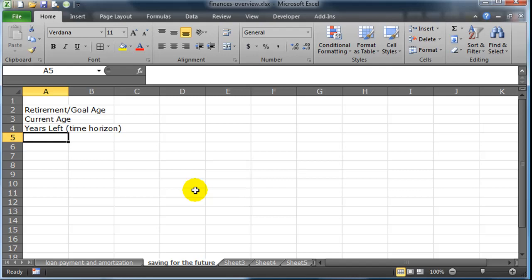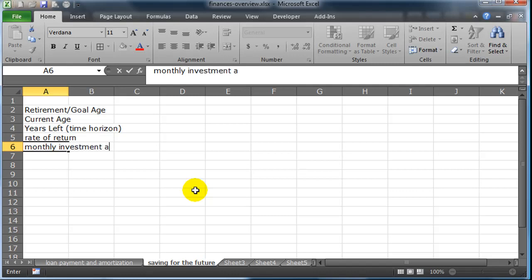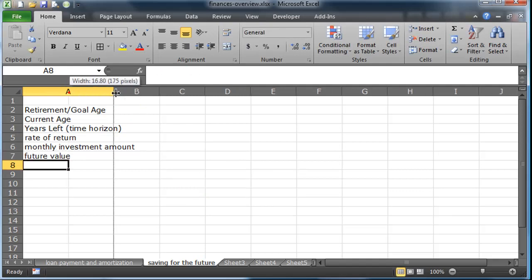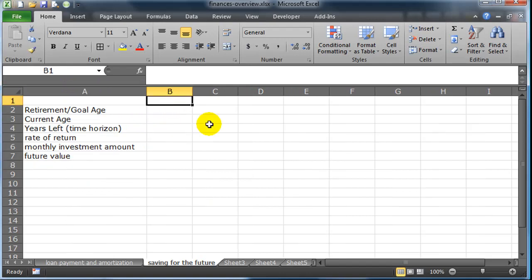And I'm going to go ahead and put in rate of return. And let's see, let's go ahead and put in monthly investment amount. And we'll put future value. There we go. And we'll do person 1. Let's get that set up.